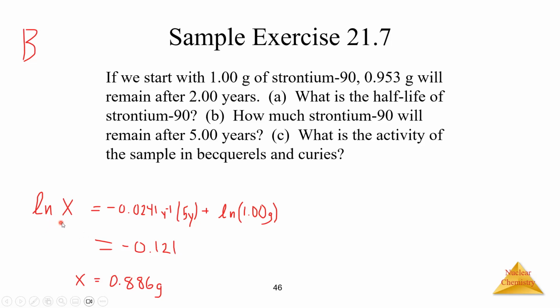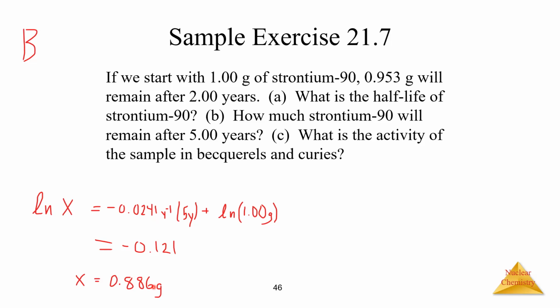But that's equal to the natural log of this amount after time t. So in order to get rid of that natural log, we'll use e. e to the natural log of x, e to the -0.121, gets rid of that natural log, and we get a value of 0.886 grams. And those two are pretty similar to what we've seen for the previous example as well. But now with part C, it's going to be a little bit more involved.